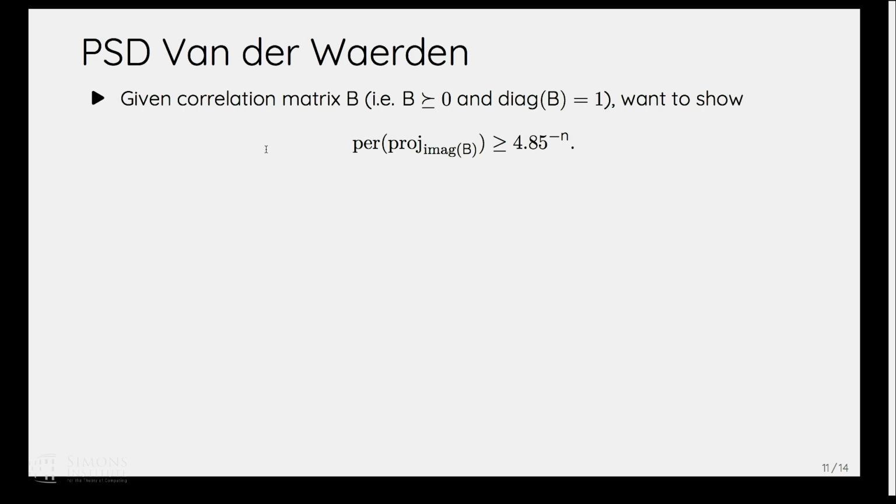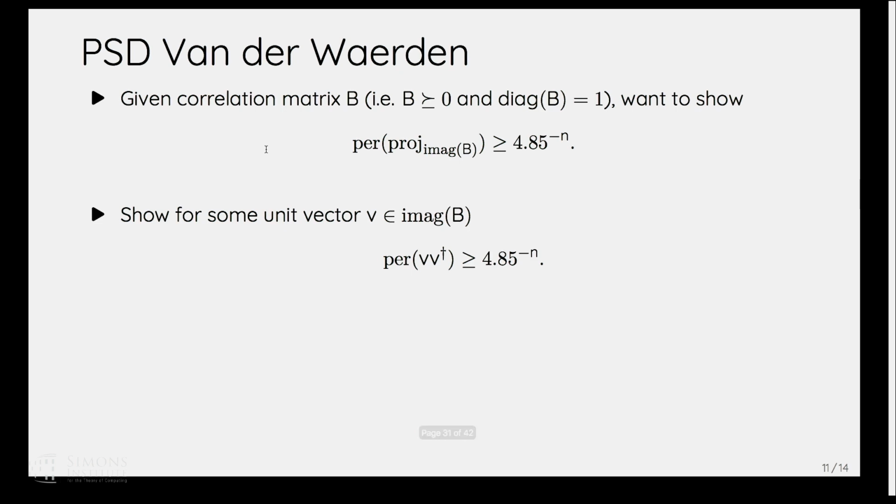Well, as I mentioned before, we're going to lower bound it by a rank 1 matrix. So we are just going to take some vector in the image of B, and we make sure that it's a unit vector. Then VV dagger is a lower bound for the orthogonal projector. This operator VV dagger is just projection onto the direction of V. It's definitely smaller than the projection onto all of the image of B. And I'm going to show that you can always choose a unit vector v such that this permanent is large.